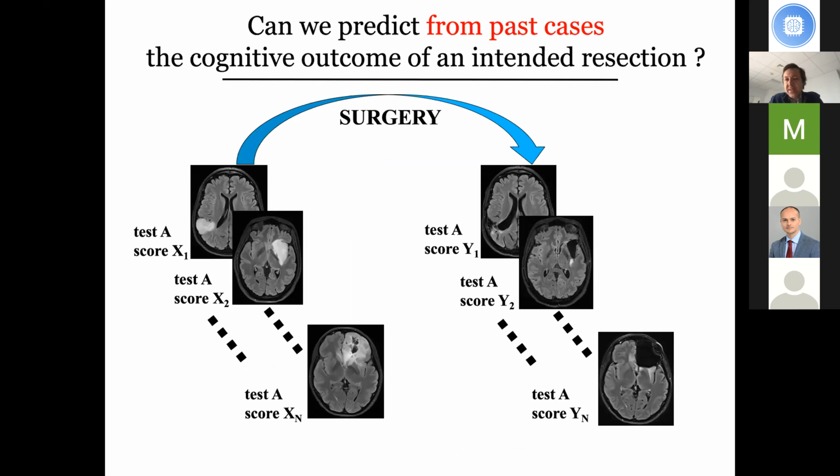And of course, to address this question, we need to extract all information from past cases. So we have to rely on a series of N patients for which we have all the MRIs and all the scores of the test. And then after the surgery, we have the post-operative MRIs and the new scores of the test that we want to study.